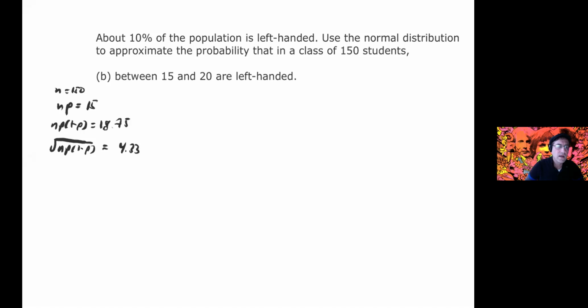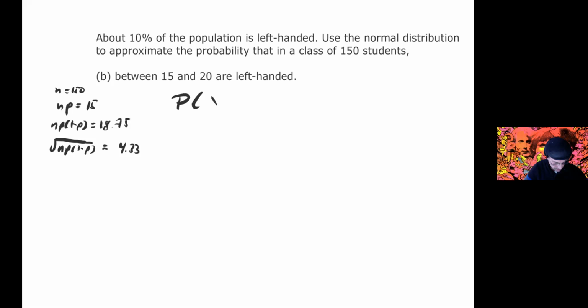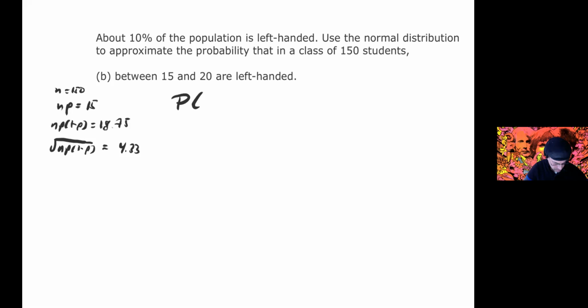Okay, so I have the parameters on the left. I've just copied them over. And in part B of the problem, I'm just showing part B. We want to know the probability that between 15 and 20 are left-handed. So that's the probability that the number of left-handers is between 15 and 20.